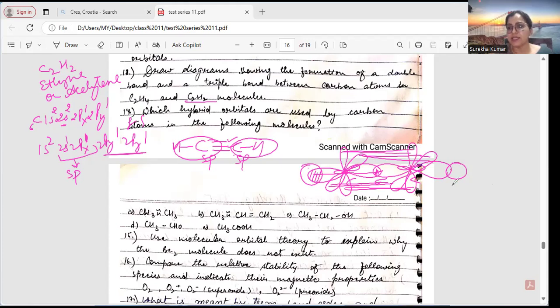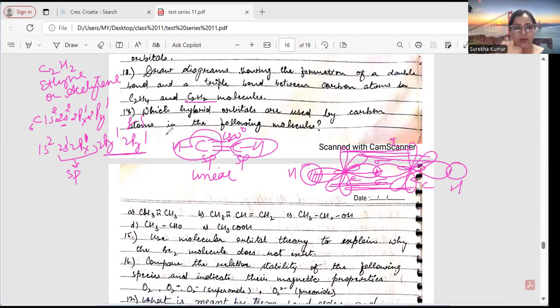Label it. It is hydrogen, and these two are carbons. This is the sigma bond, and these two are the pi bonds. You have to label also. Linear shape, and the bond angle is 180 degrees, right? All these points you have to write down.